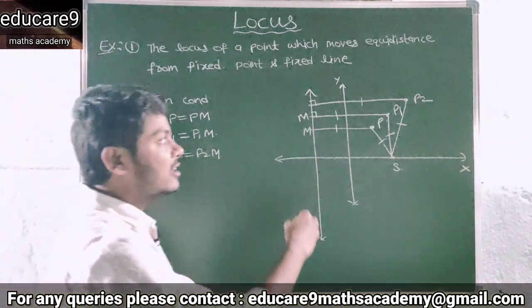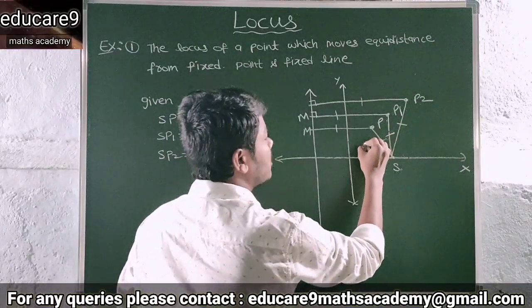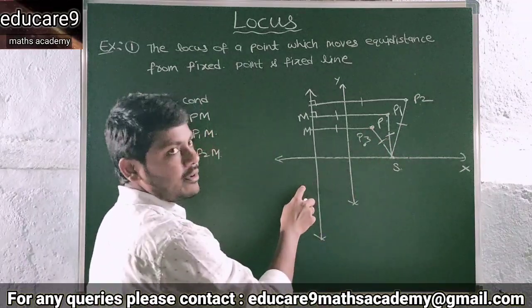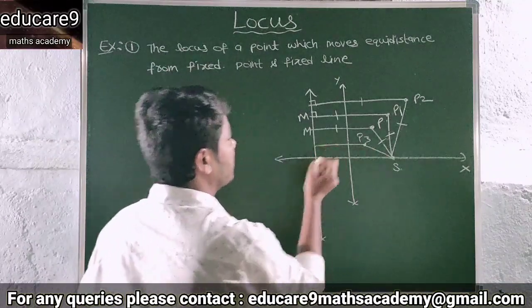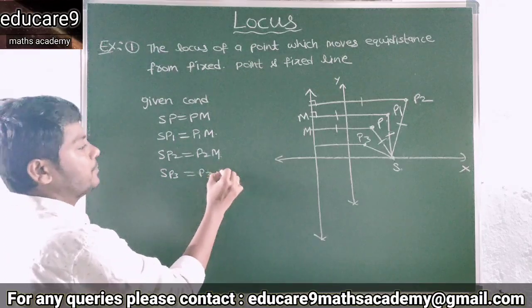And again this point moved from P2 to some P3 with the same distance from the fixed point and the fixed line. That is SP3 is equal to P3M.